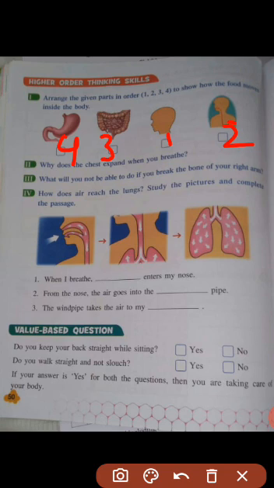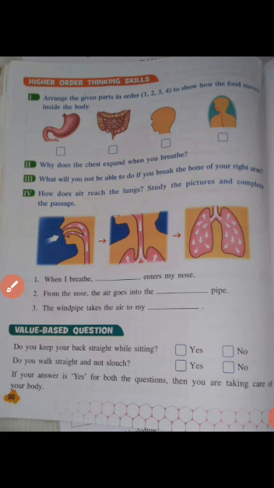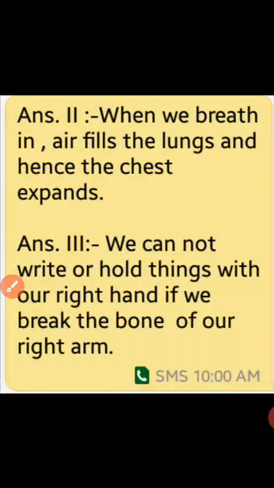So the next question is, why does the chest expand when you breathe? So why does the chest expand? The answer is, when we breathe in, air fills the lungs and hence the chest expands. So what's the reason? When we breathe in, air fills the lungs, hence the chest expands. So it is the reason for the expanding of our chest.